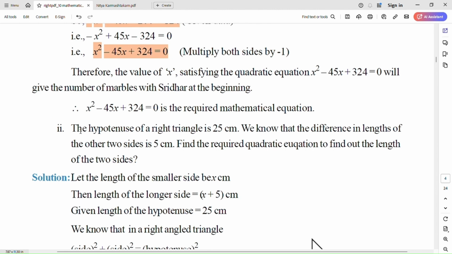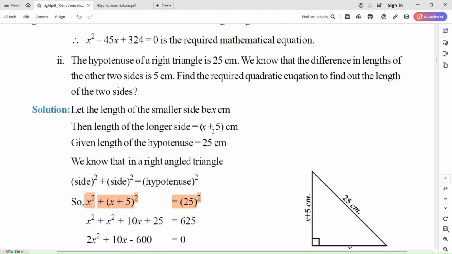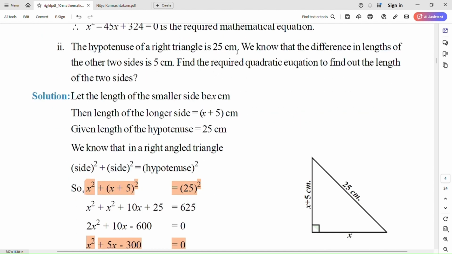Now the second example problem. The hypotenuse of a right triangle is 25 centimeters. That's written here, in the picture you can see. We know that the difference in length of the other two sides is 5 centimeters. Find the required quadratic equation to find the length of the two sides. Let's call one of the sides x, then the other one will be x plus 5, because the difference in the two sides is 5 centimeters.